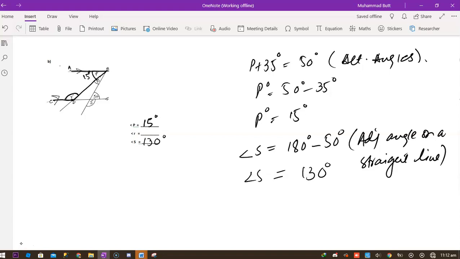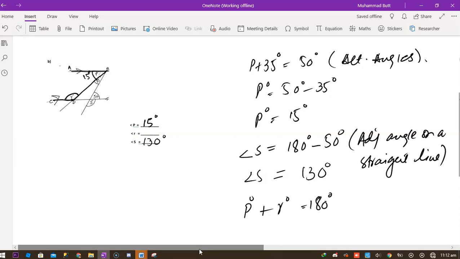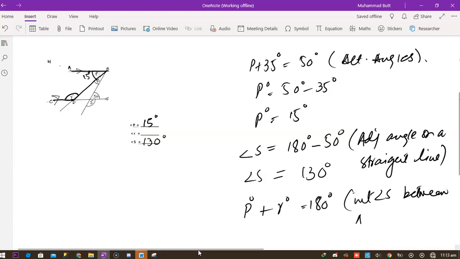Look at this. Angle P and angle R are making the interior angles between two parallel lines, and we know that the sum of interior angles between two parallel lines is always equal to 180 degrees. Sorry, P is 15 already. So P plus R is equal to 180 degrees because these are the interior angles between two parallel lines, and these parallel lines are AB and CF. AB is parallel to CF.